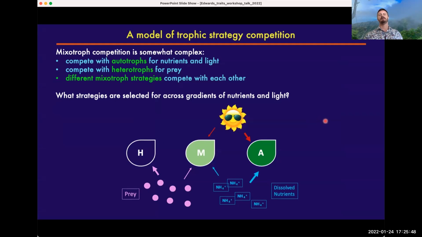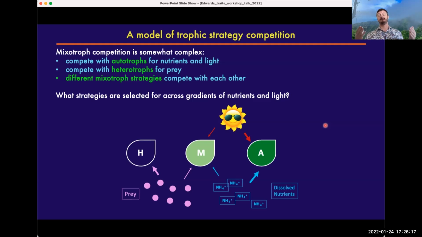So we did some relatively simple modeling to try to tease these apart. I'm not going to go into much detail about how the model works today. But the bottom line is that modeling mixotroph competition is fairly complicated, because they're competing with the autotrophs for nutrients and for light, but they're also competing with the heterotrophs for prey. So the relative abundance of these three different resources determines how the competition plays out.